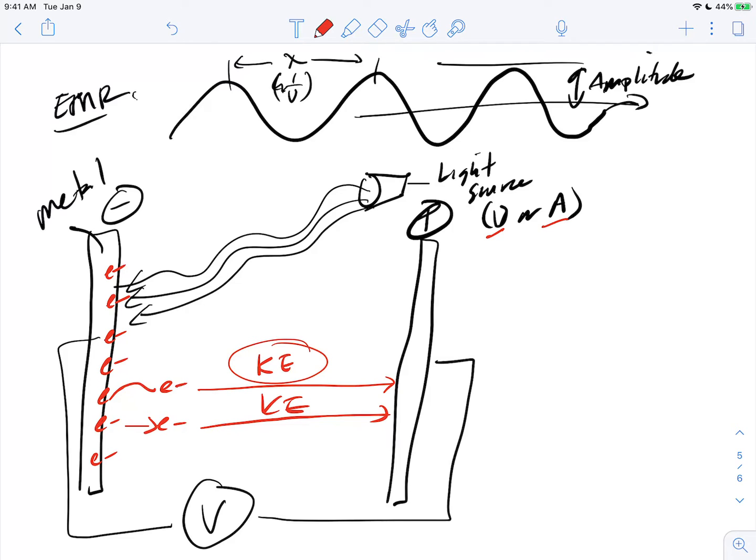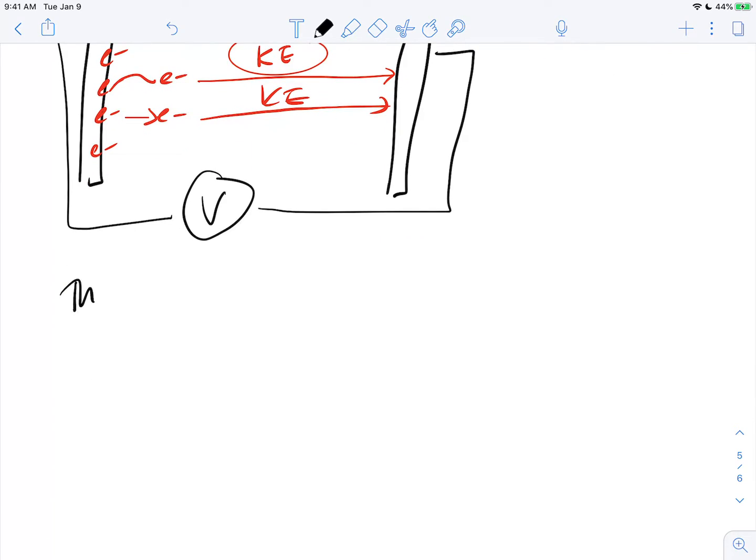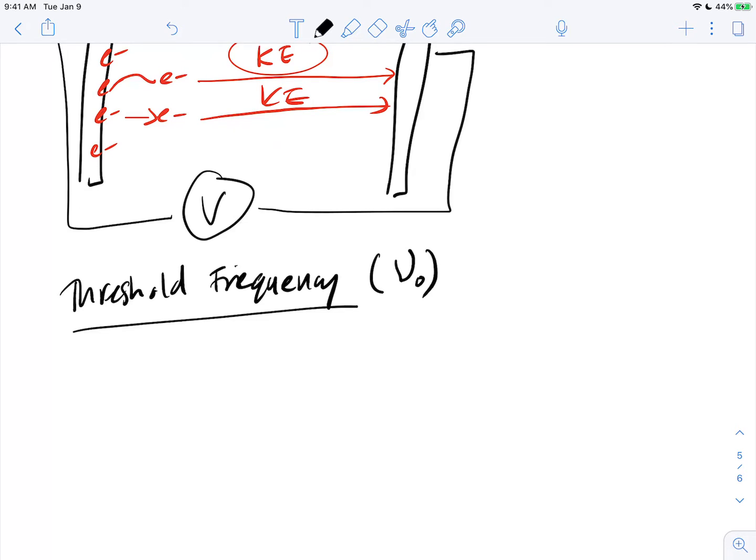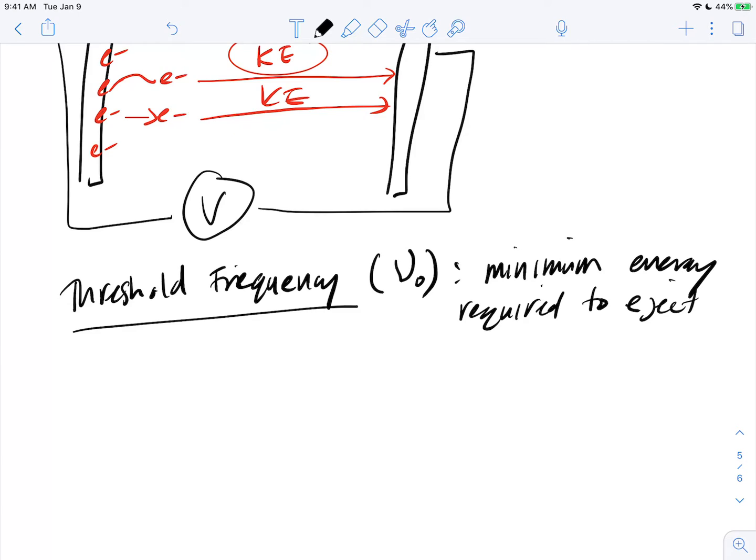Okay, so now that we've watched the simulation, we can write what we see. What we found was what we would call a threshold frequency. This was the minimum energy that was required for electrons to be ejected from the metal surface. This threshold frequency, we are going to give a frequency symbol and then a little zero or naught there. And so this was the minimum energy required to eject an electron from the metal surface.